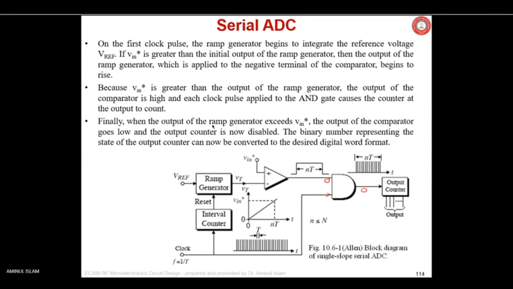The binary number representing the state of the output counter can now be converted to the desired digit. Remember that counter means it is having flip-flops, and the Q outputs of these counters are going to give you the digital output corresponding to this input.